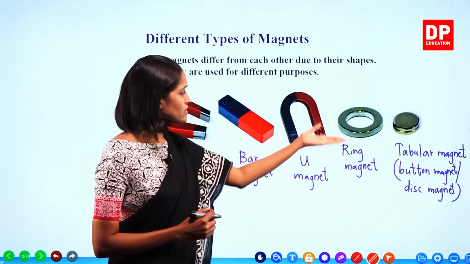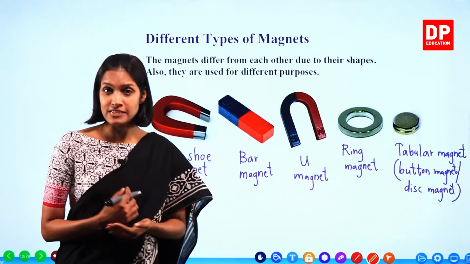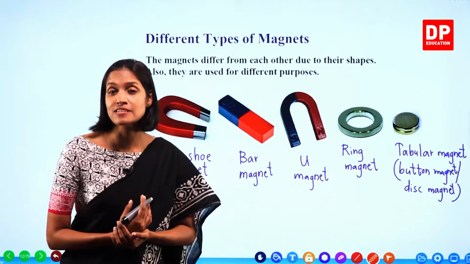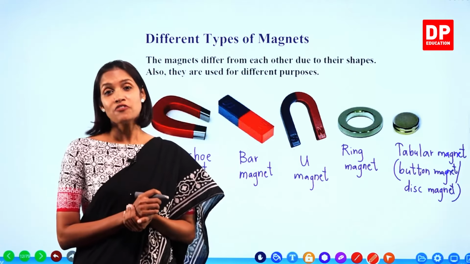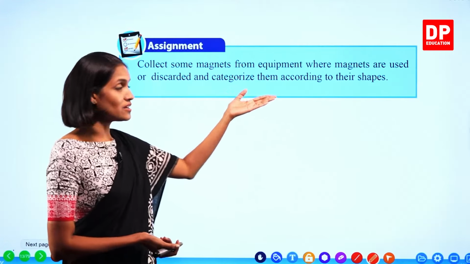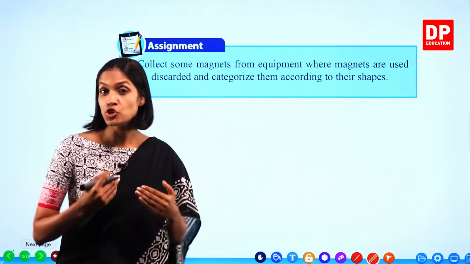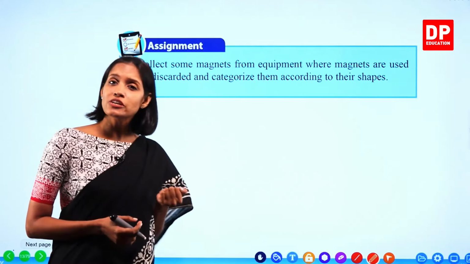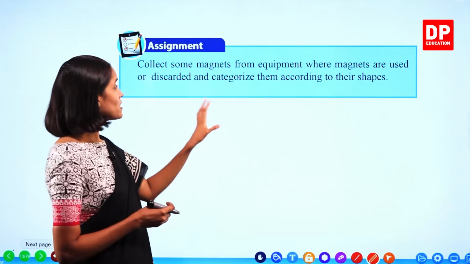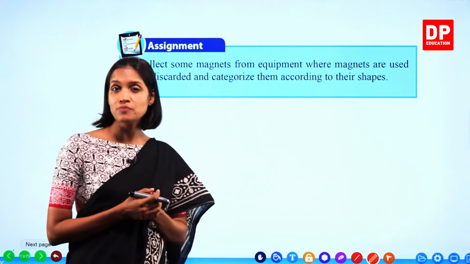Okay, children, so these are only some shapes and some uses of magnets. Okay, so you can read different articles and you can ask your teachers. There are many other instances where we use different other shapes of magnets as well. Okay, assignment. Collect some magnets from equipment where magnets are used or discarded and categorize them according to their shapes. Now, this activity actually takes a certain time period because you can't collect these type of magnets within a very short period of time. But it's very interesting to collect these type of magnets, isn't it, children? That is because you can observe what are the different shapes, what are the different instances we use different types of other magnets as well.